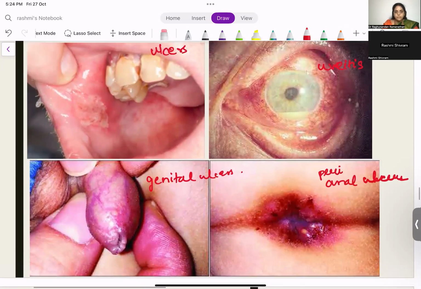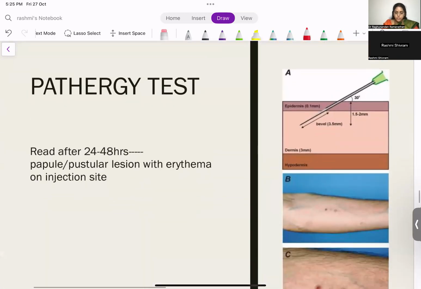Right? So you will have oral ulcers. You will have uveitis. You will have genital ulcers and perianal ulcers. Okay? So all these things will be there. So there is something which is very, very important. Like I told you, in all the diseases, I'm telling you the important points which you must know before going for the exam. Right? These are must-know points.